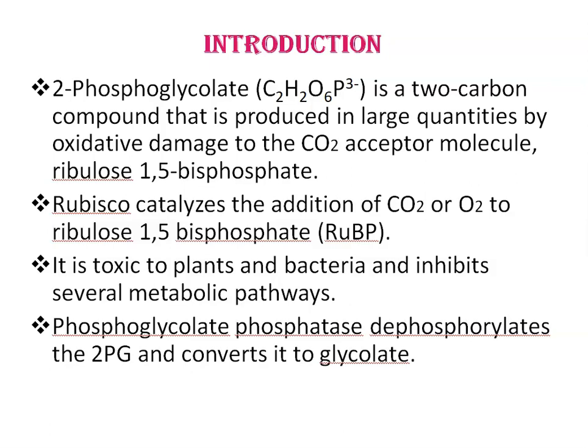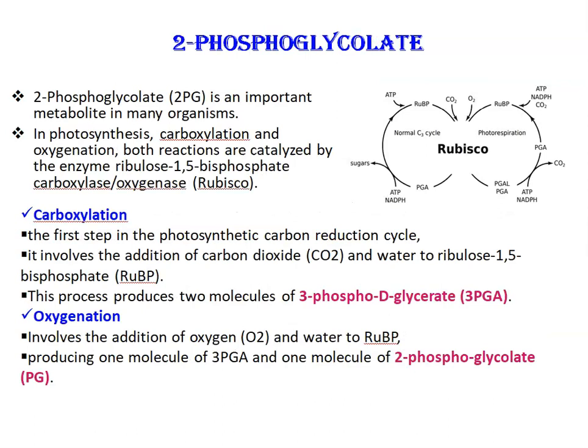Phosphoglycolate phosphatase enzyme dephosphorylates the 2-PG and converts it to glycolate, which can then be incorporated into general metabolism. Today we will discuss how 2-PG is formed, its effects on plants, and its relationship with photorespiration. 2-phosphoglycolate is an important metabolite in many organisms.